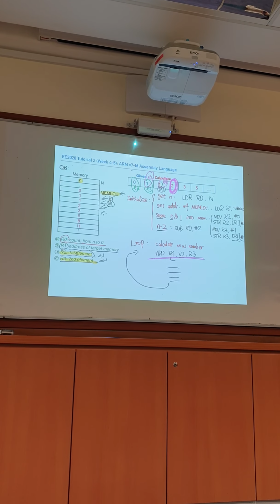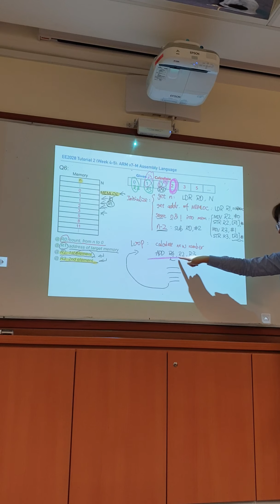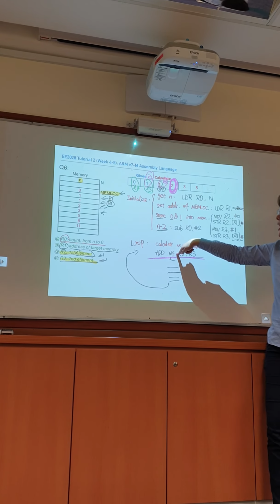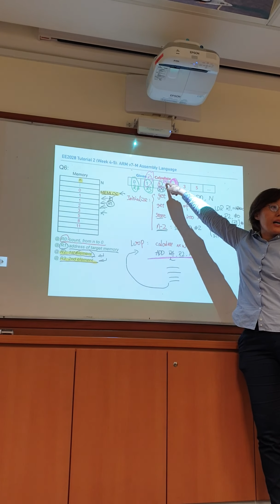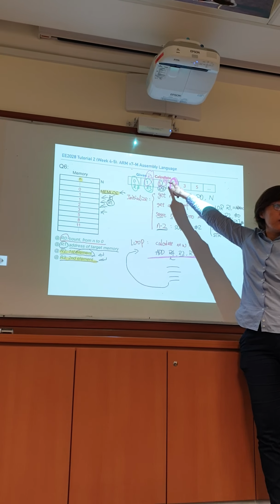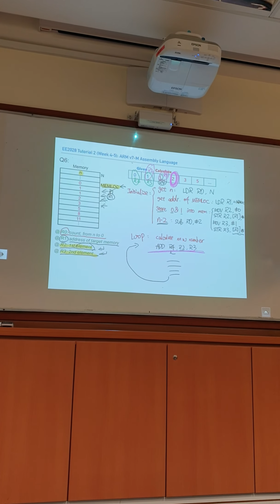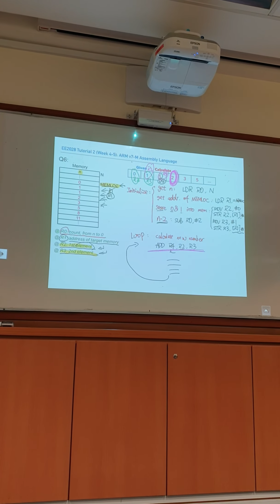Okay? So you see, actually here we can save one more step. Instead of saving it into R4, with R2, you can save it into R3, so that you don't need to later update your R3.